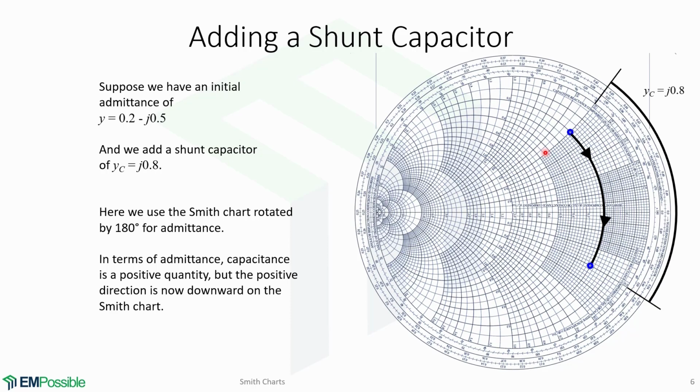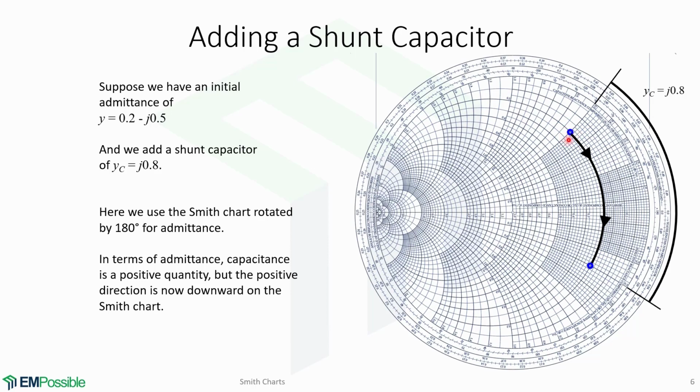Now suppose we want to add a shunt capacitor. We have an initial admittance of Y equals 0.2 minus j0.5, and we wish to add a shunt capacitor of normalized admittance j0.8. Here is our initial admittance.